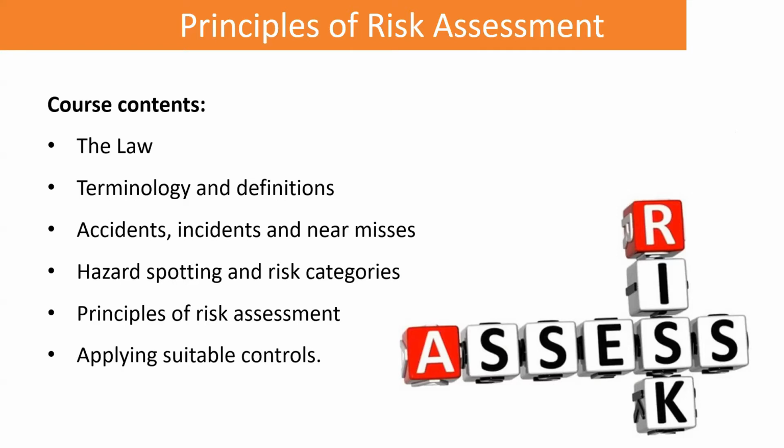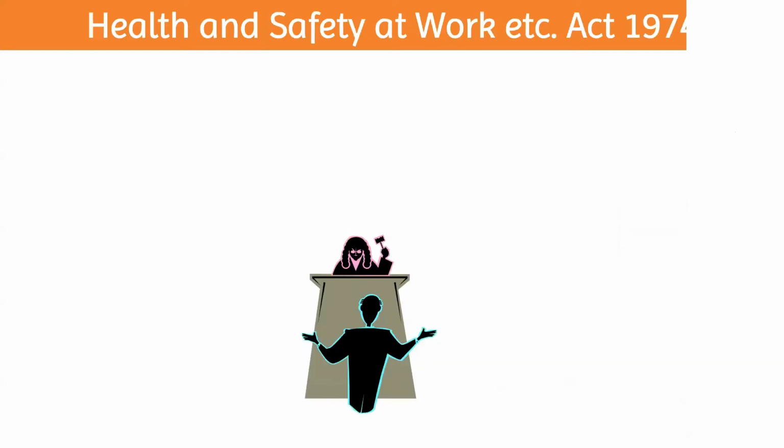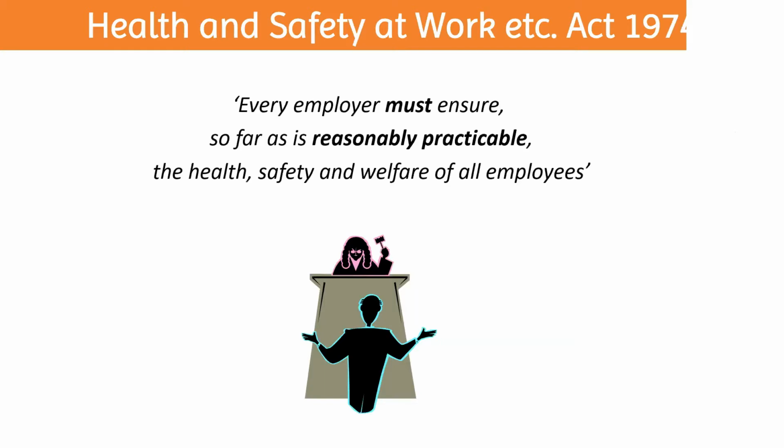And then looking at applying suitable controls once you've identified what your hazards and risks are. So, the Health and Safety at Work etc. Act sits above everything else. That's an act of Parliament, so it comes into criminality, and it can be prosecuted by judge and jury or magistrate. And there's one line in this act that really summarises an employer's duty, and it's this: every employer must ensure, so far as is reasonably practicable, the health, safety and welfare of all employees.